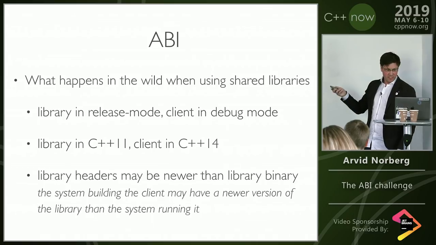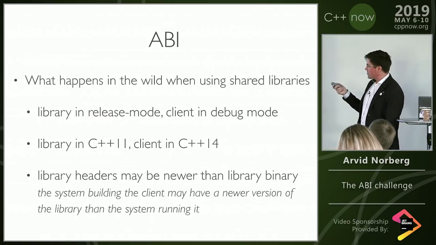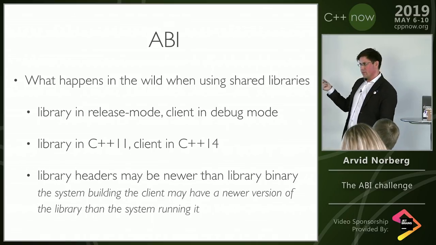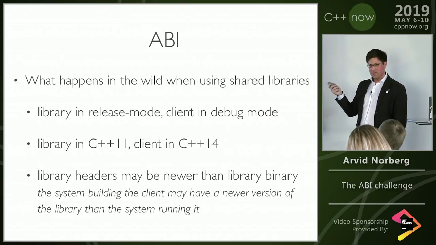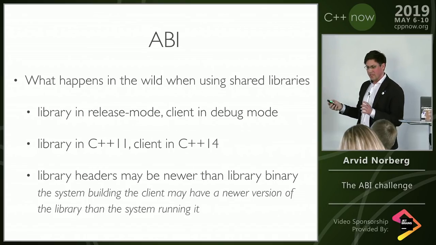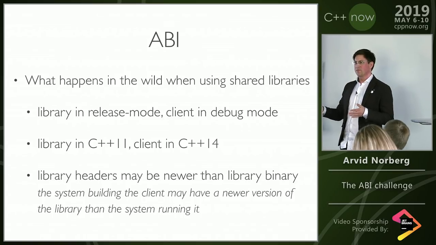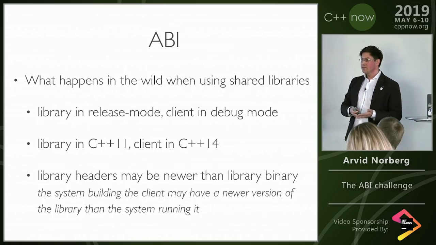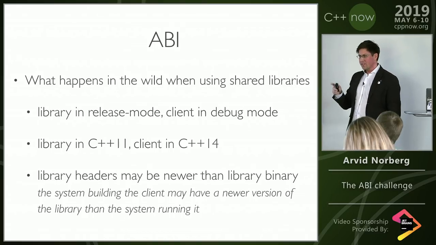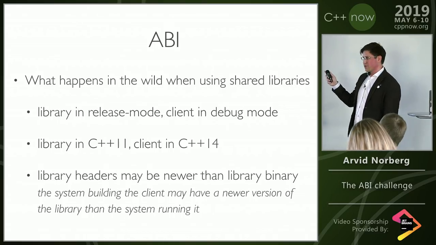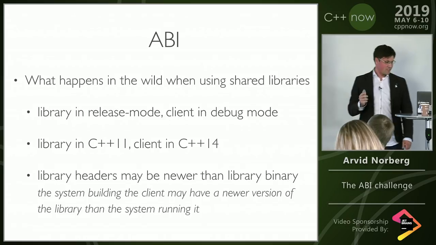Right. So actually, for the release and debug mode issue, it's easier to have happen than you imagine, because many standard libraries actually have different types for, say, vector in debug and release mode. Normally, standard libraries are really good at making sure that these are link errors, but still.